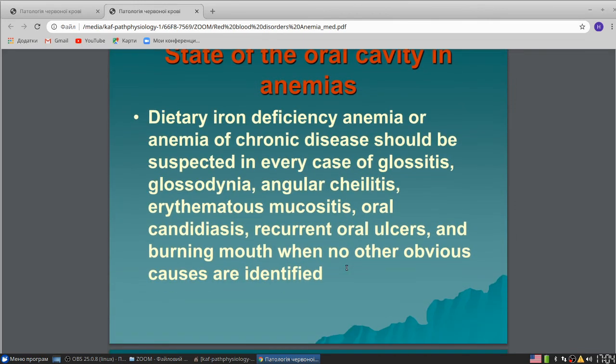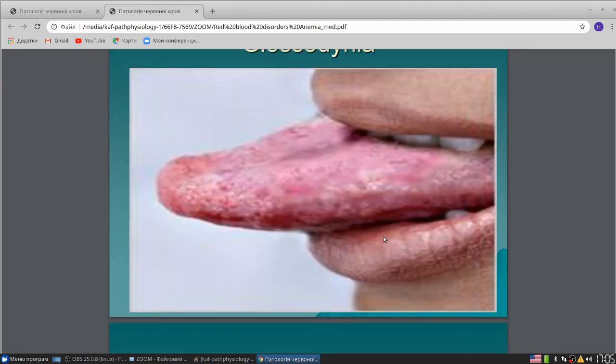State of the oral cavity due to the anemia. Dietary iron deficiency anemia or anemia of chronic disease should be suspected in every case of glossitis, inflammation of the tongue. Complications can develop such as glossodynia, angular cheilitis, inflammation of the lips, erythematous mucositis, oral candidosis, rarely recurrent oral ulcers, and burning mouth when no other causes can be identified. Here we can see glossitis, inflammation of the tongue.